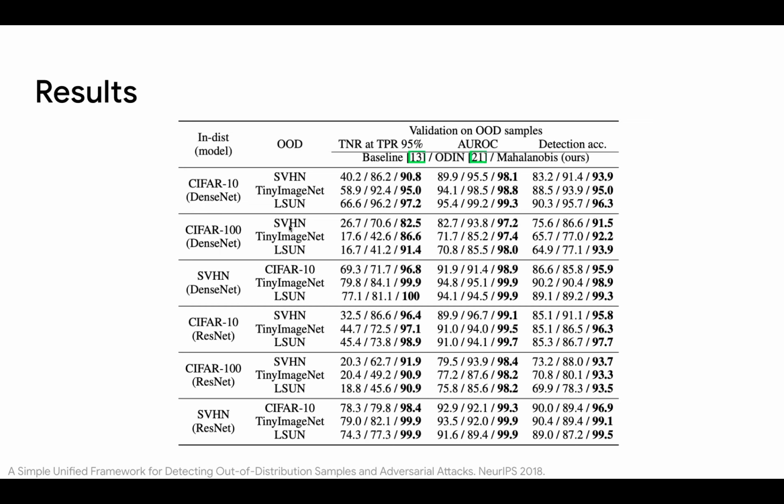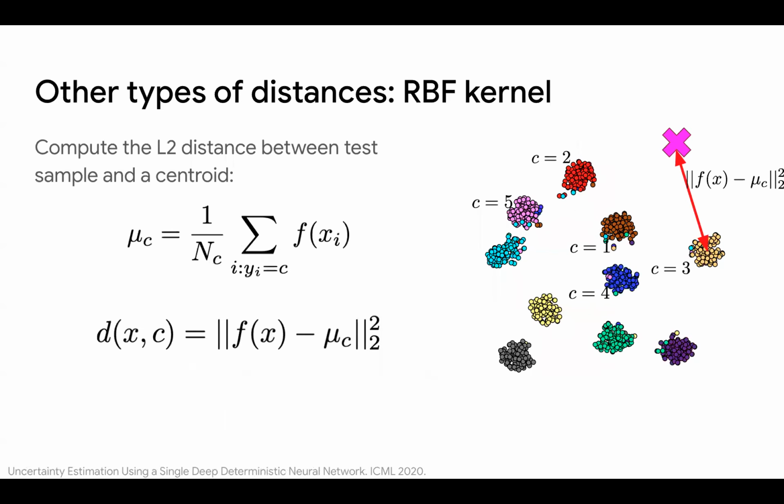So for those kind of evaluations, you need to have a good set of in distribution models and a diverse set of OD distribution models. Okay, data sets, sorry. So that was one example of using distance.